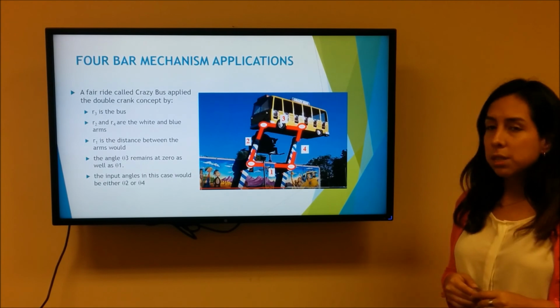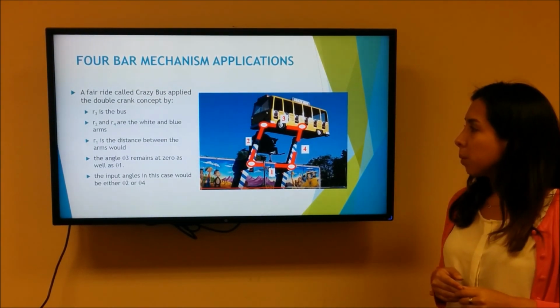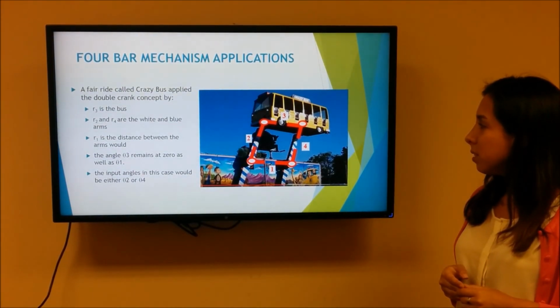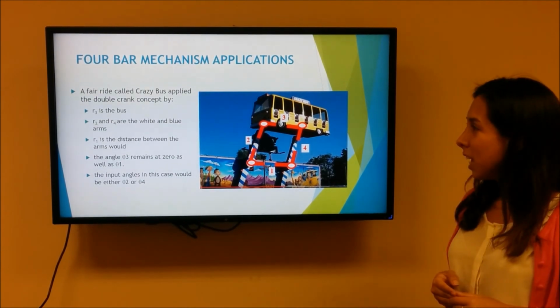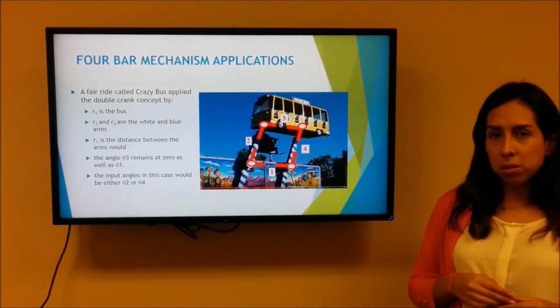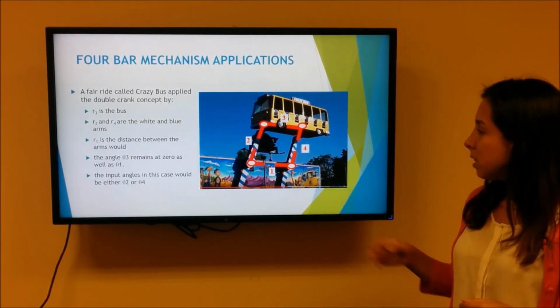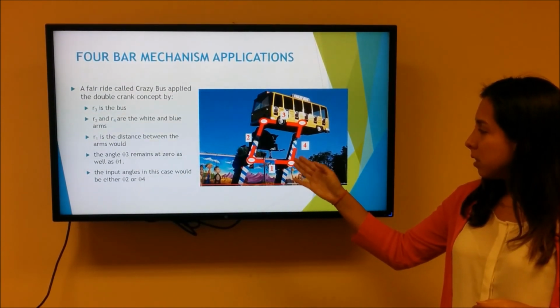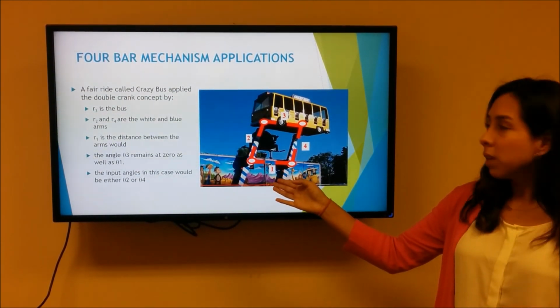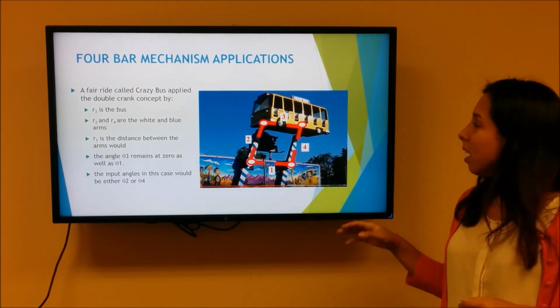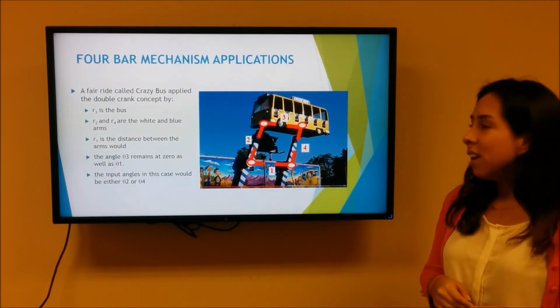This is a 4-bar mechanism application that we have selected. This is a fair ride called Crazy Bus, and they have used the same principles. As you can see, the distances between the arms could be our link 1. The arms are link 2 and 4, and the bus is link 3.